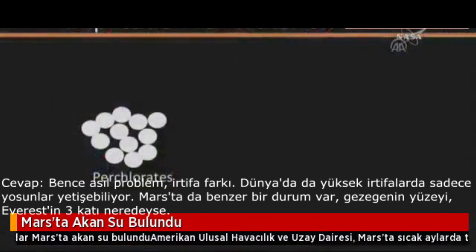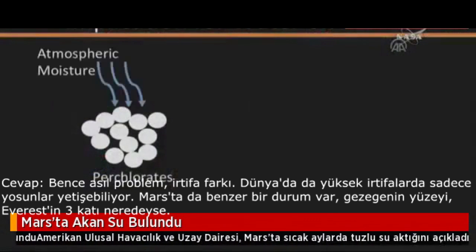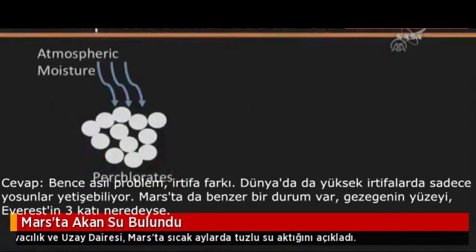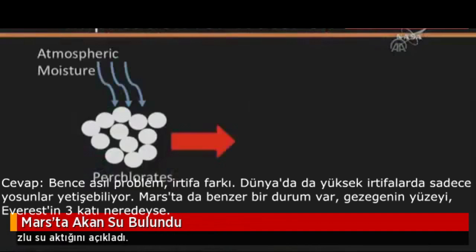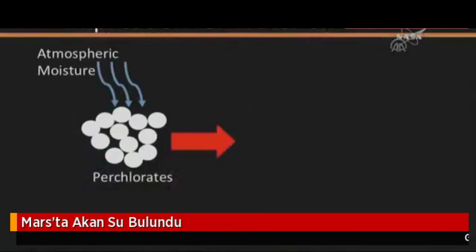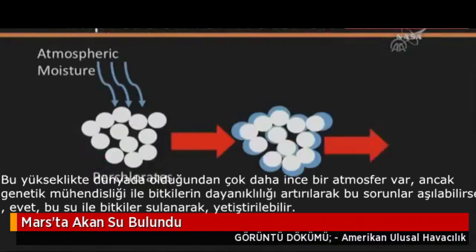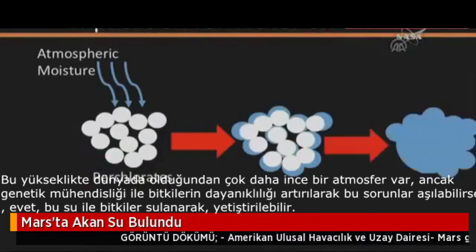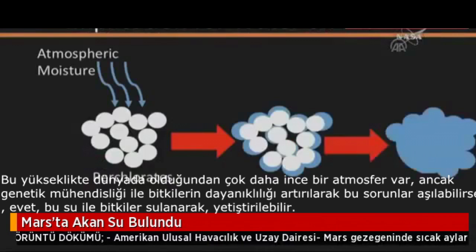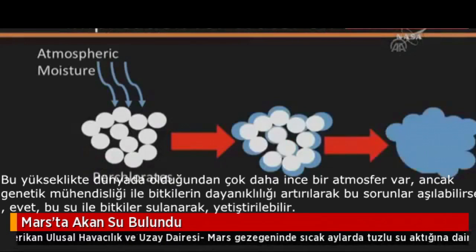So, perchlorate salts have a special capability pertaining to the absorption of atmospheric water through a process called deliquescence. Basically, if the humidity in the Martian atmosphere gets high enough, perchlorate salts will absorb the atmospheric water until the salt dissolves and forms a liquid solution. This is one possibility for explaining the formation of RSL.